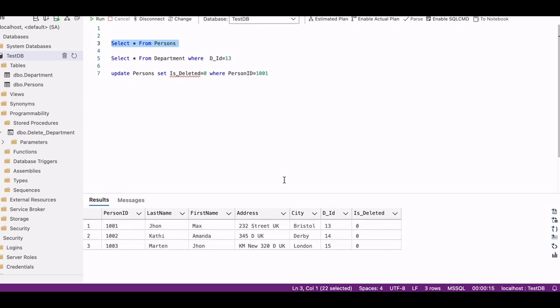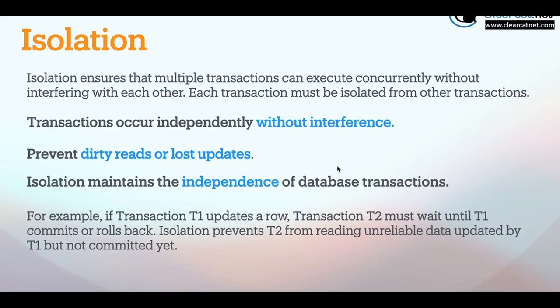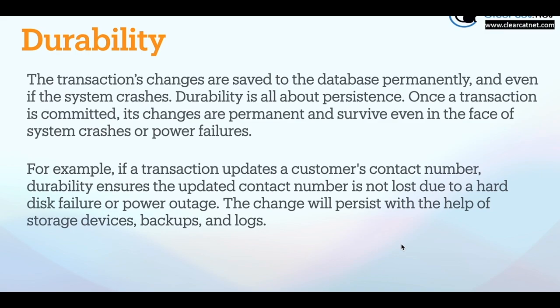So this is isolation, which means dirty reads or lost updates will not be there. If transaction 1 updated the record, it has to commit or roll back, and only then can T2 perform its activity. And the last one is durability, a very common word.